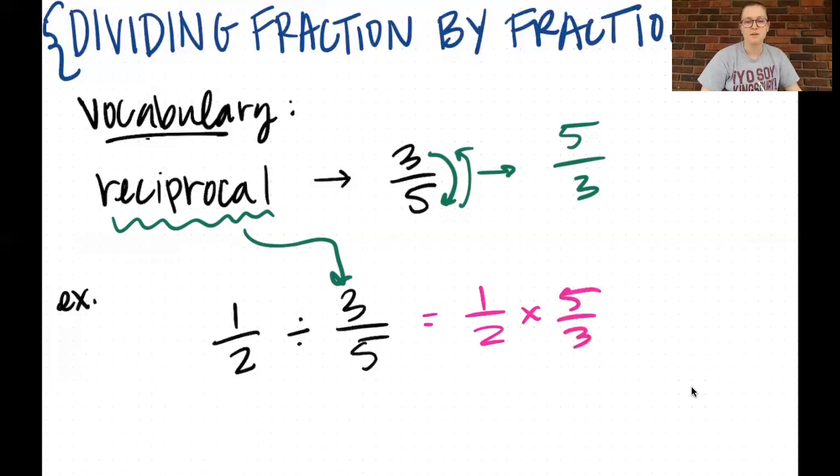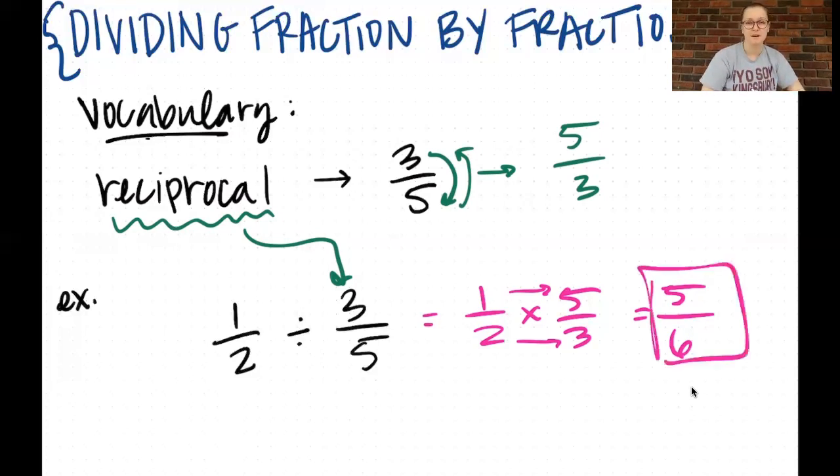So now all I have to do is multiply fractions straight across. 1 times 5 is 5. 2 times 3 is 6. And then when I finish multiplying, one thing I do need to think about is, can I simplify? Every time I finish multiplying, I'm going to say, can I simplify this fraction? In this case, there's nothing that I can divide 5 and 6 by. 5 is prime, and I know 6 isn't divisible by 5. So that means that 5/6 is my final answer.